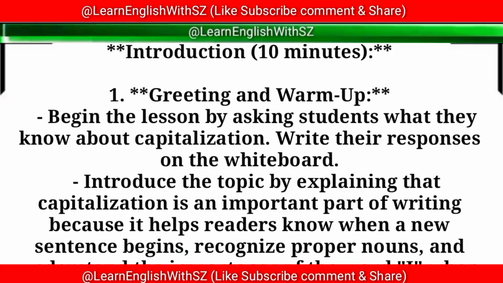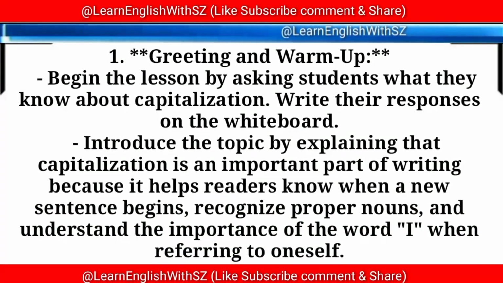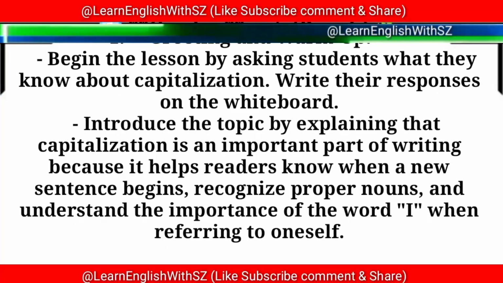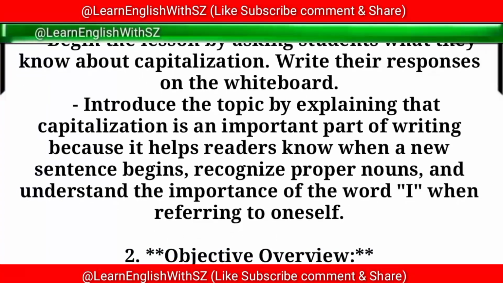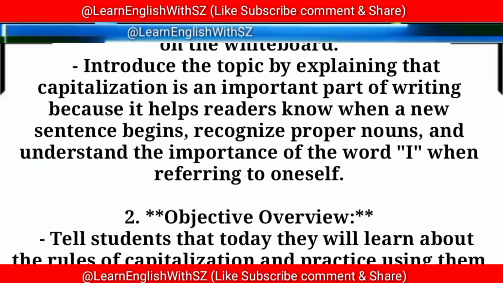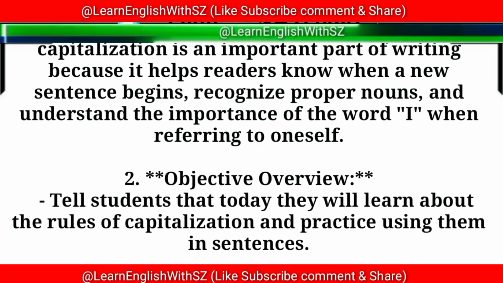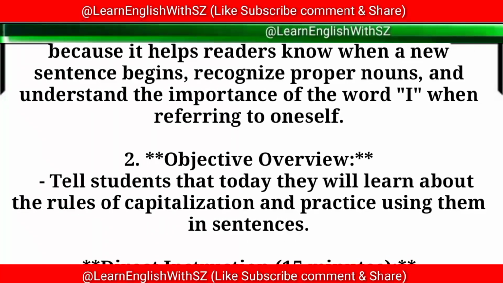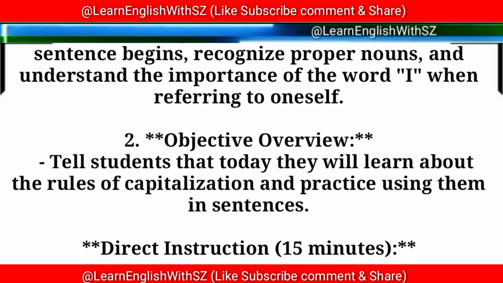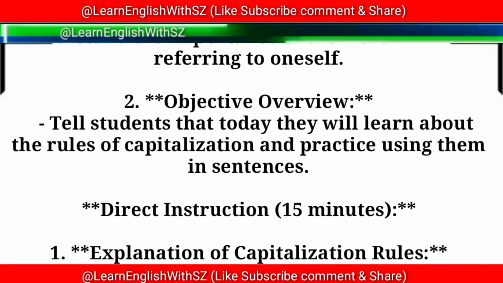Introduce the topic by explaining that capitalization is an important part of writing because it helps readers know when a new sentence begins, recognize proper nouns, and understand the importance of the word I when referring to oneself. 2. Objective overview. Tell students that today they will learn about the rules of capitalization and practice using them in sentences.